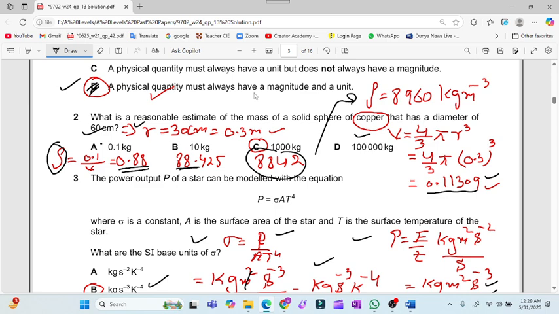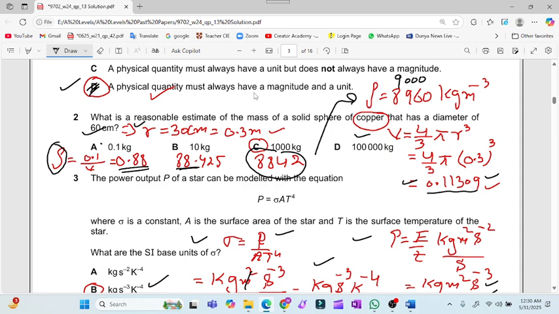The density of the copper, you have to remember this, is around 9,000. The exact value is 8960, and you have to remember the rounded off value because we will use it in order to estimate the mass. And then the radius we already have. The volume of the sphere is 4 by 3 pi r cube, which is equal to 0.11309.